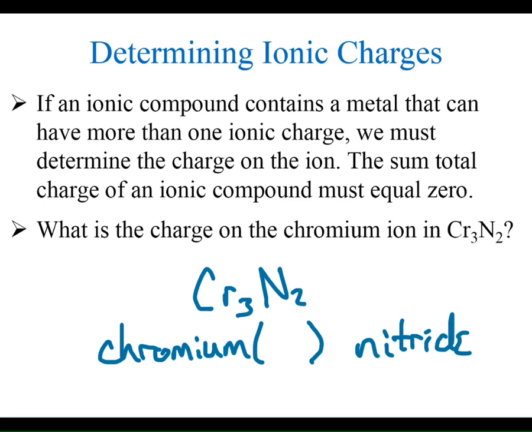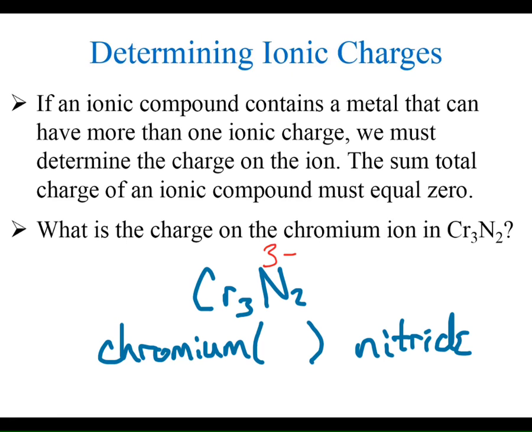So we have to figure out, okay, what is the charge on the chromium? We're going to figure it out because we know what the charge is on the nitride. So find nitrogen on your periodic table, and you can see how many it is away from the noble gases, and that tells you the charge. It's 3 away, so it's 3 negative. Every nitride is 3 negative. Everybody see that?